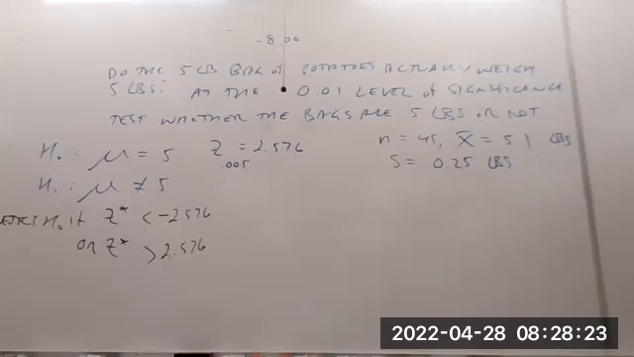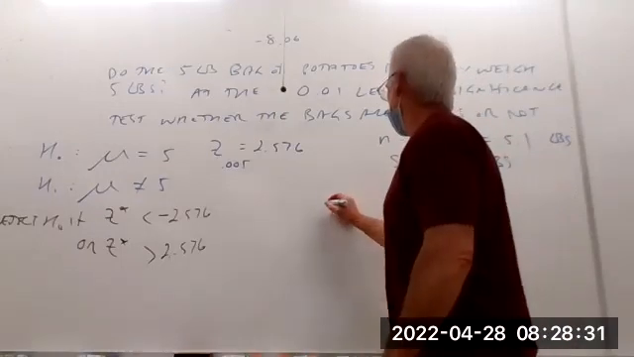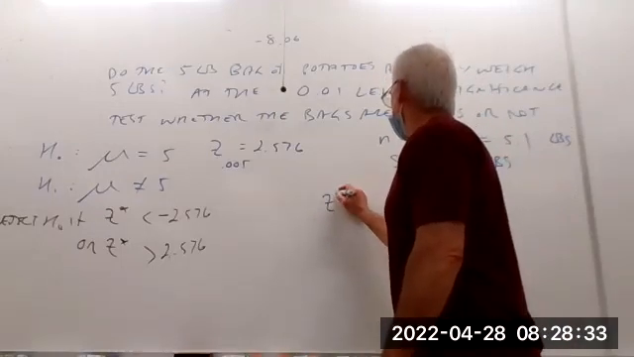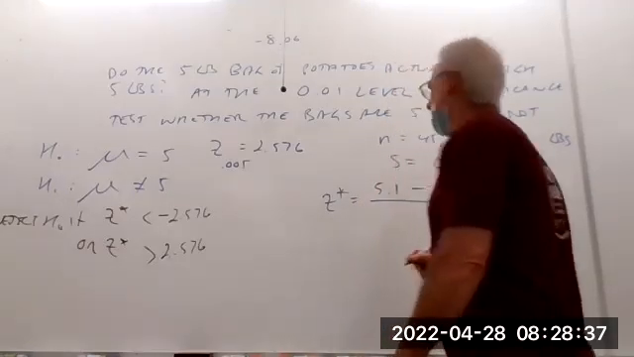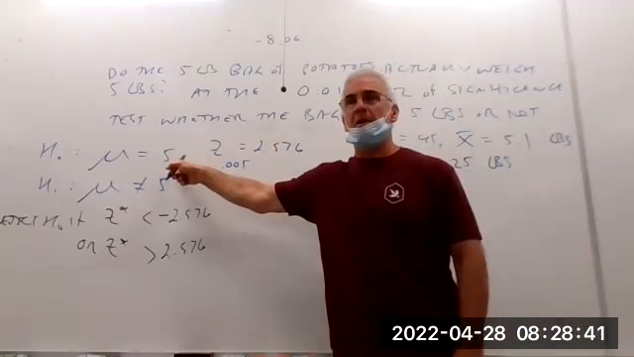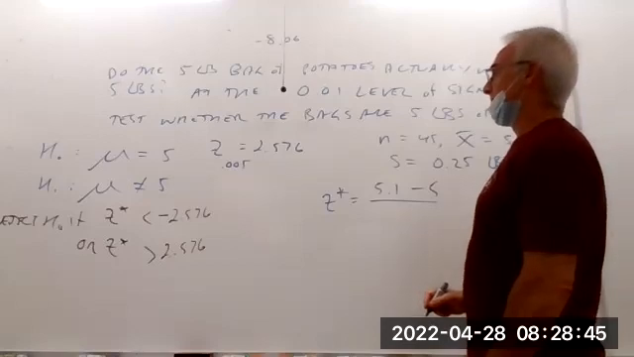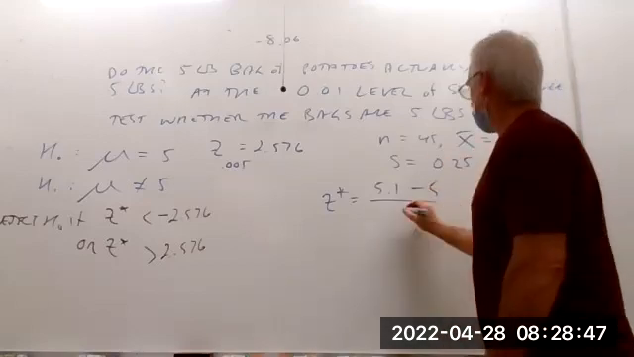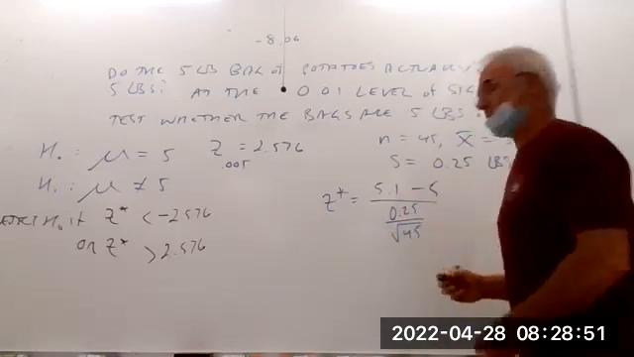Now everybody gets all nervous. I gotta use a calculator. No, I'm happy because I don't have to do it in my head. I'm not afraid of my calculator, and neither should you. All right, so Z star is X bar minus, what are we calling the truth? That mu is 5. Over S divided by the square root of n.